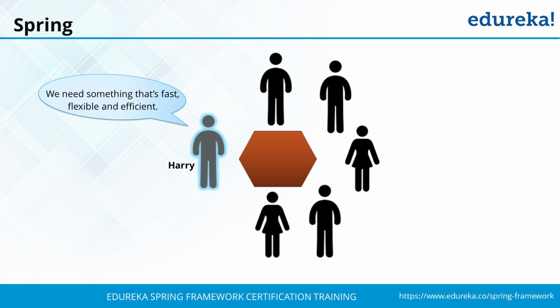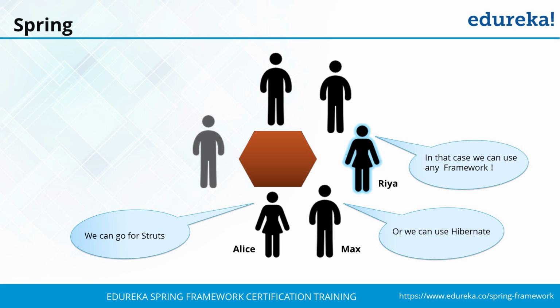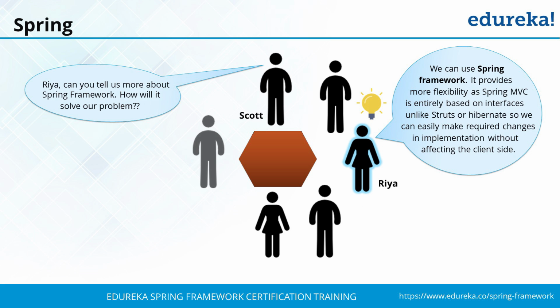So it's not only that we're going to use a framework, but we also need to consider more parameters. You should have efficient code which you can integrate and write an application with, right? Now Ria says let's use a framework. Alice says we can go for Struts, then someone says we can go for Hibernate. Guys, these are all Java frameworks more or less, right? Finally Ria says that we can use the Spring Framework. Now why specifically Spring Framework? Because it outshines the other frameworks in that it's a framework of frameworks.